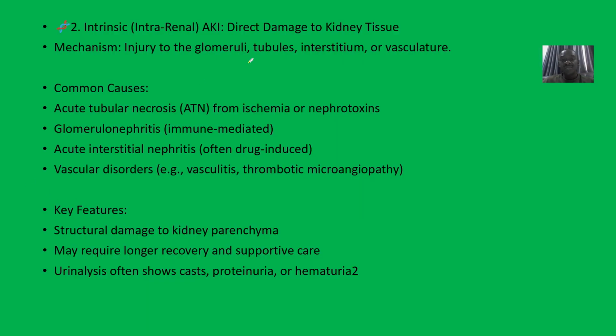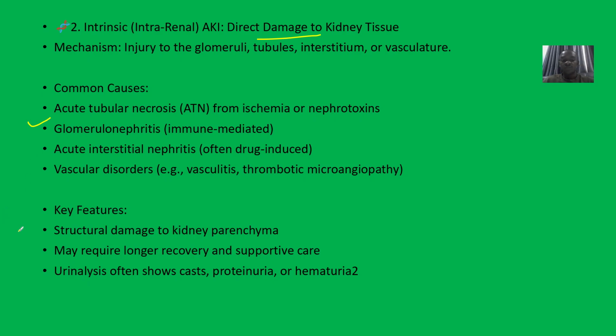So issues within the kidney, this one, there's a direct injury to the kidney tissue. Causes could be acute tubular necrosis, could be glomerulonephritis, could be acute interstitial nephritis, could be vascular disorders. So it's just from the tubules getting inflamed, the nephrons getting inflamed, the glomerulus getting inflamed. Do you understand? The blood vessels getting inflamed.